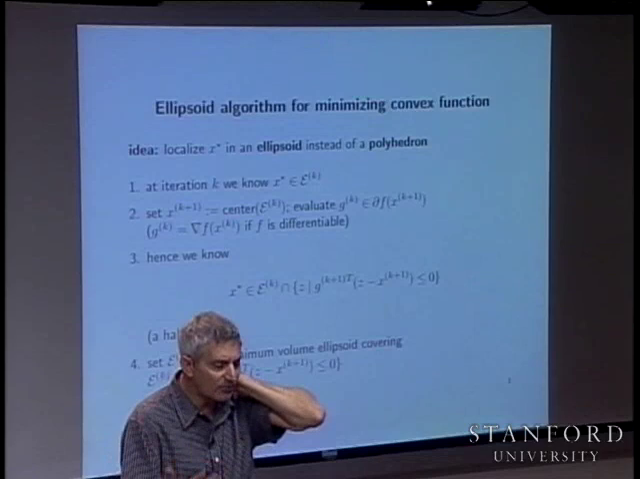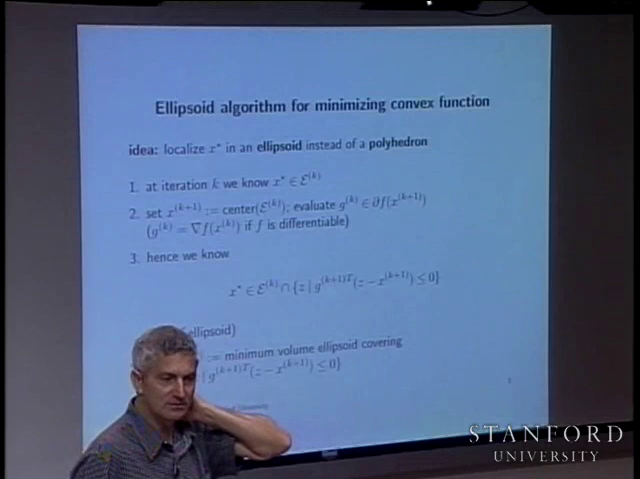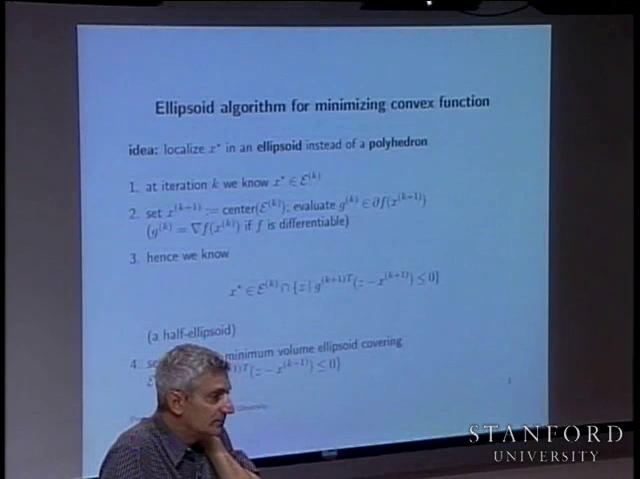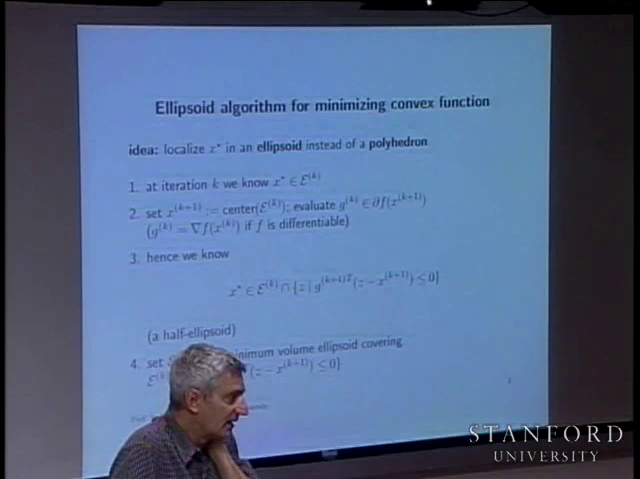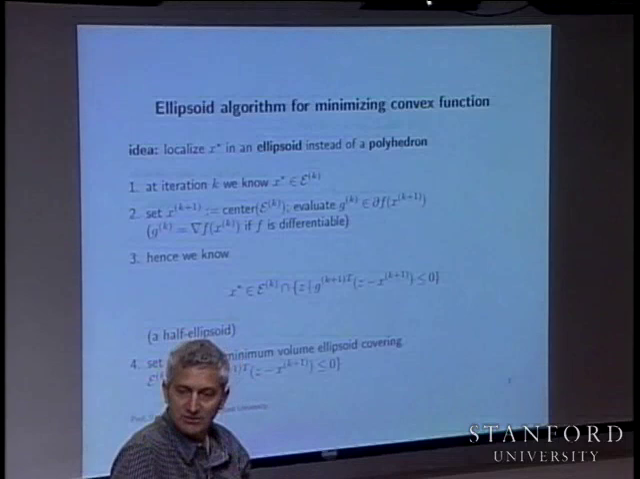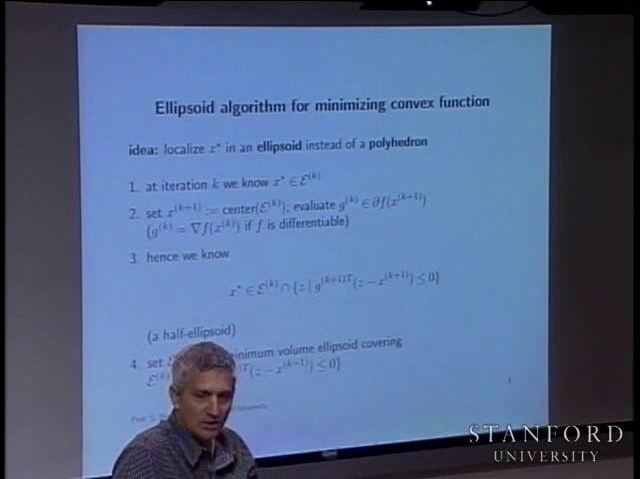What's required to describe an ellipsoid? What's the size of the data structure in R^n? There's lots of different ways to do it, but what do you need? A matrix and a vector. A matrix is about n squared over 2, and a vector is like n. So the number to describe an ellipsoid requires about n squared over 2 elements.